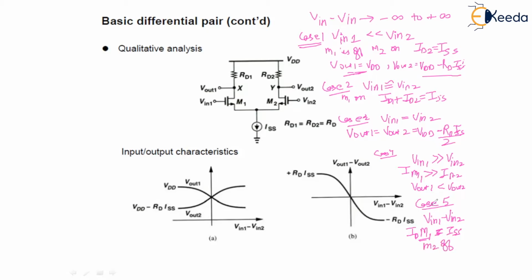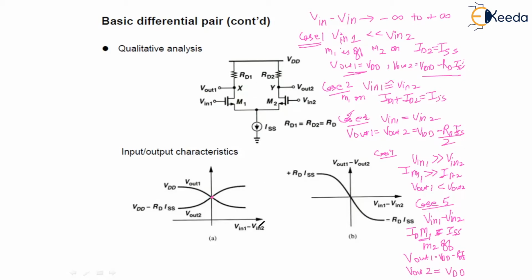So these are the simple cases I have drawn over here, and in this case Vout1 will be equal to VDD minus RD ISS, sorry, and Vout2 will be equal to VDD. Using these cases I have drawn the input and output characteristic of this. Let us see that when Vin1 minus Vin2 are both equal, Vout1 and Vout2 are also equal at this point, and it is equal to VDD minus RD ISS by 2.